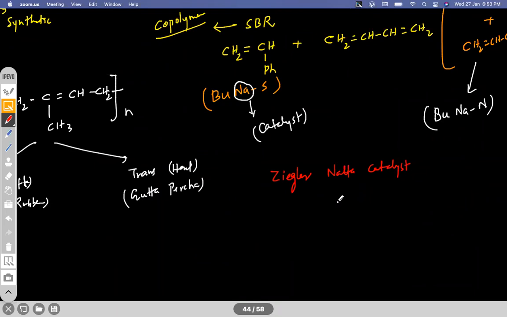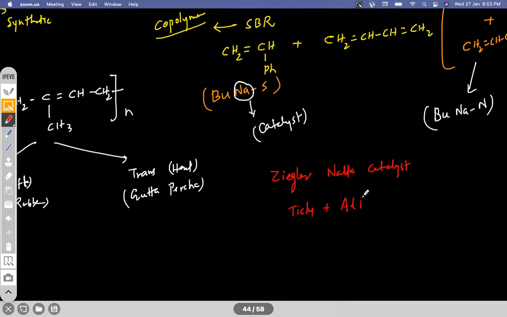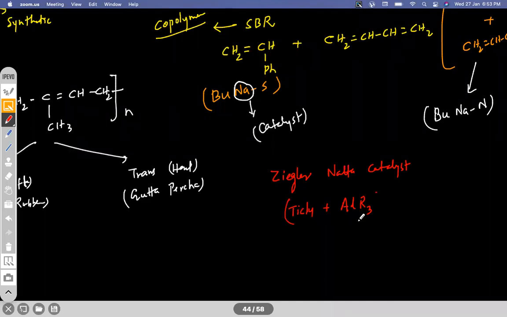It is TiCl4 plus trialkyl aluminate, AlR3. We can have any alkyl group. Mostly we take C2H5, but it can be anything. C2H5 also we take. So this is Ziegler-Natta catalyst.